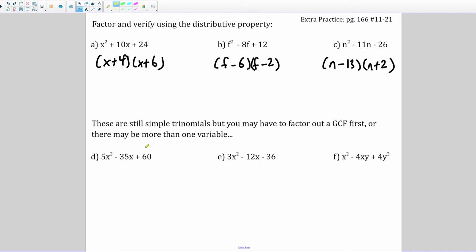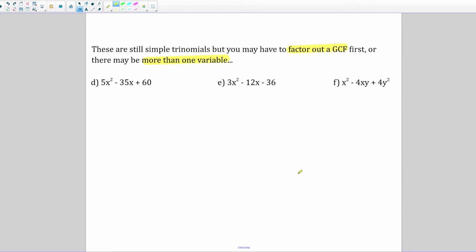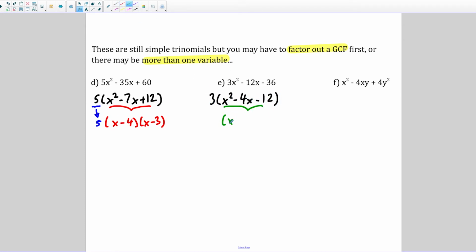For these next three problems, you'll notice that they're going to be a little bit trickier. For the first two, you might have to do something such as factor out a GCF, or you might notice that there might be more than one variable. So take a look as I factor out a GCF from D and E, and then I work my way through F. Remember that you always have to include the GCF that you factored out right at the beginning, otherwise your final factored form will be incorrect.